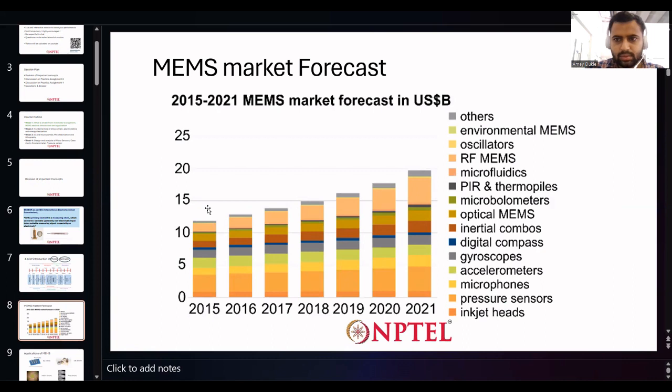So yeah, why do we need to study MEMS? Why is this course important? You can see the MEMS market is steadily increasing. It includes everything: the sensors, the RF MEMS, the microfluidics, the digital compasses, gyroscopes, microphones, etc. All the devices, the market is increasing. You can see from the last 6 years, the market is just increasing. It is not reducing at all.